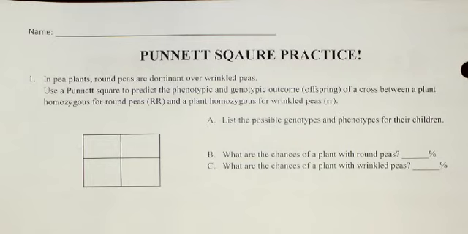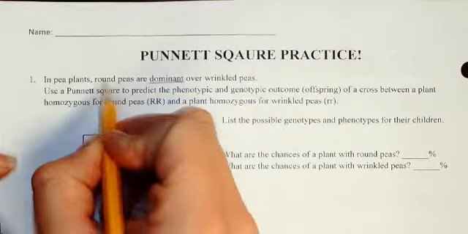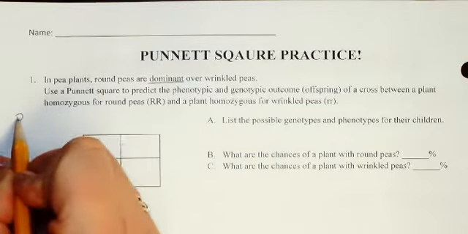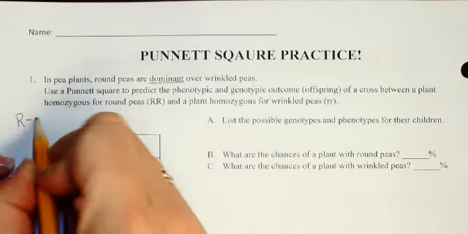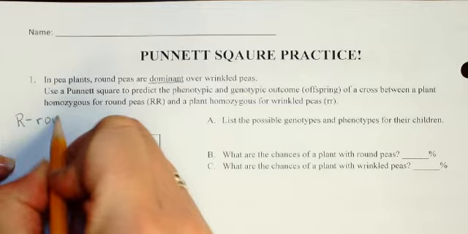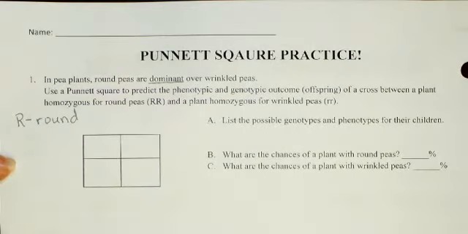Okay, so in this problem, it says, in pea plants, round peas are dominant over wrinkled peas. So I'm going to start with that sentence and write down what my dominant letter is and what my recessive letter is, as well as what they mean. So my dominant trait is going to be round peas. I'm going to use a capital R to represent that. So capital R means round, and it's represented by a capital R for dominance.